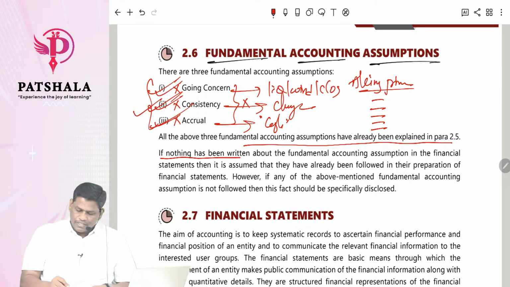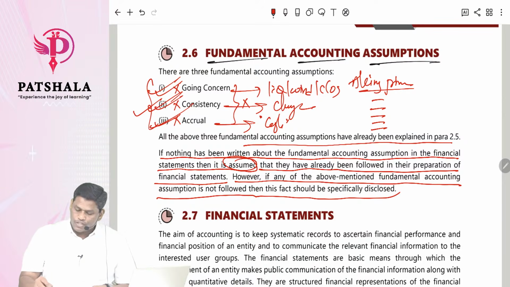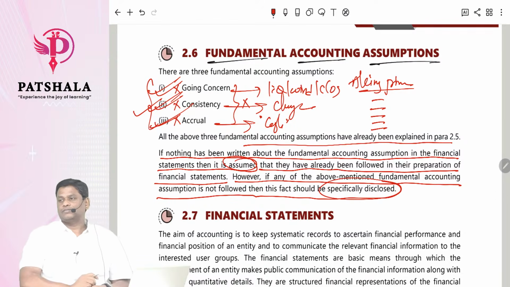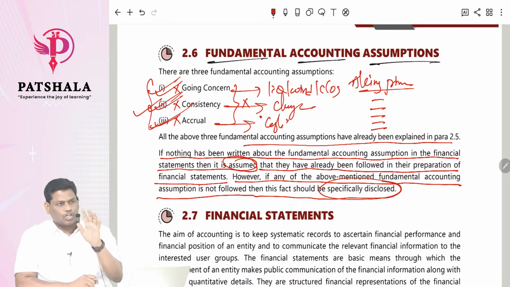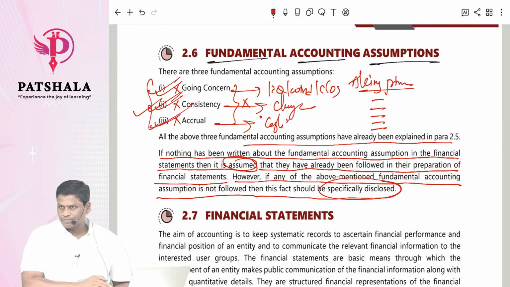If nothing has been written about the fundamental accounting assumptions in the financial statements, then it is assumed that they have been already followed in the preparation of them. However, if any of the above mentioned fundamental accounting assumptions is not followed, then this fact should be specifically disclosed. And if you have followed, you need not disclose. If you have not followed, you have to disclose. These are called basic fundamental accounting assumptions. Am I clear? Last one.